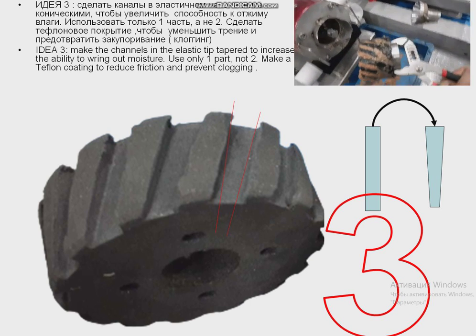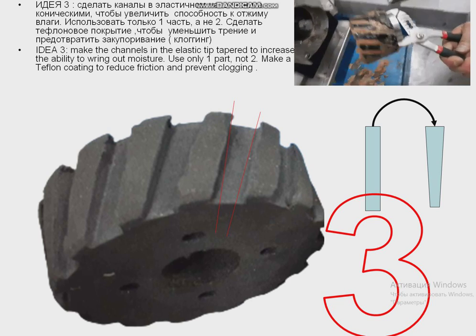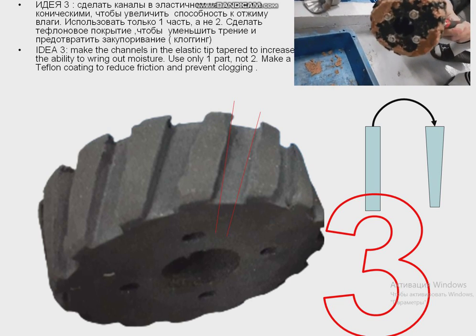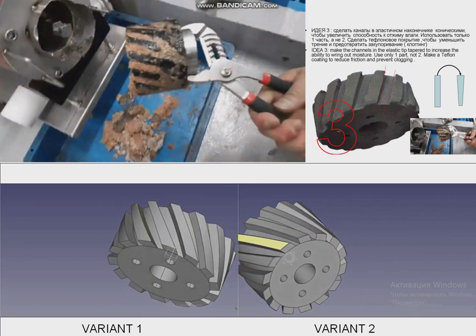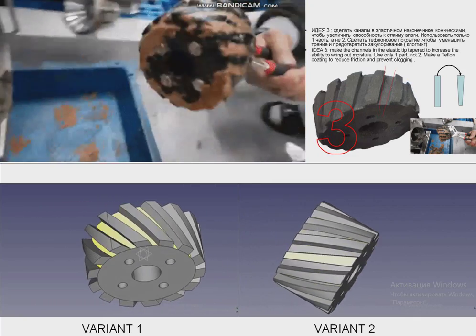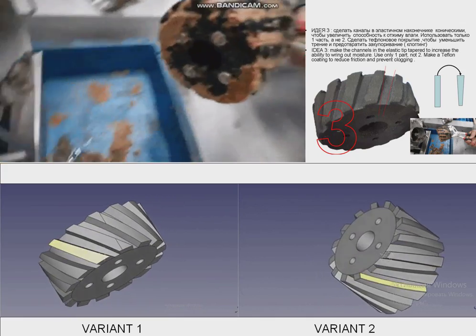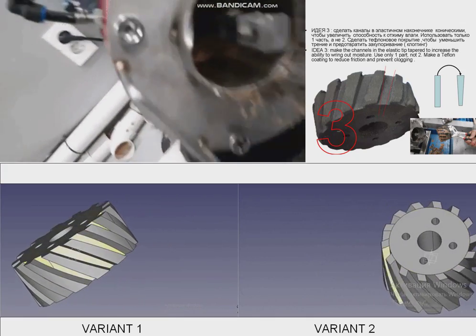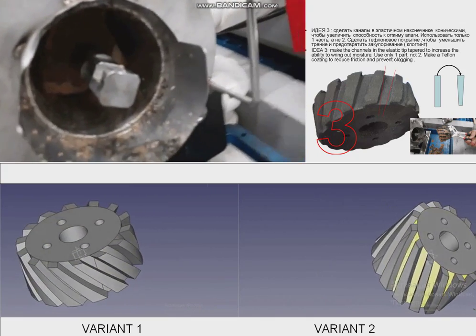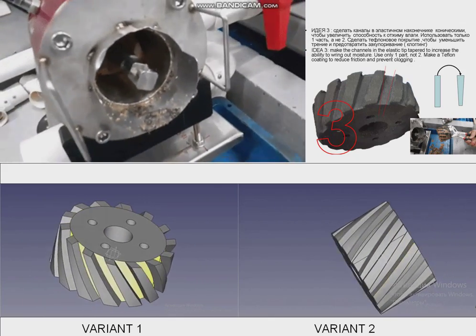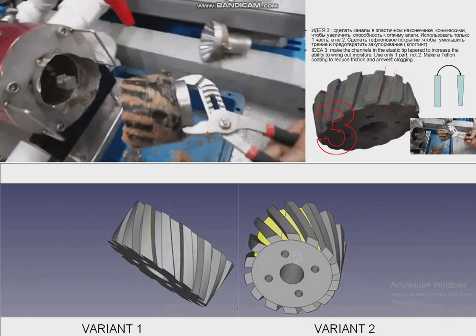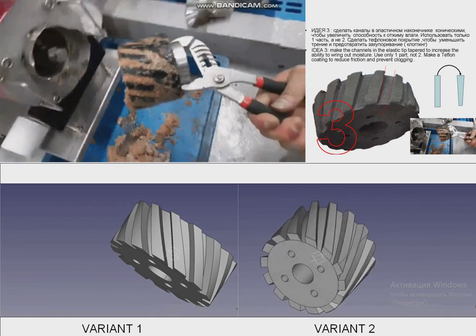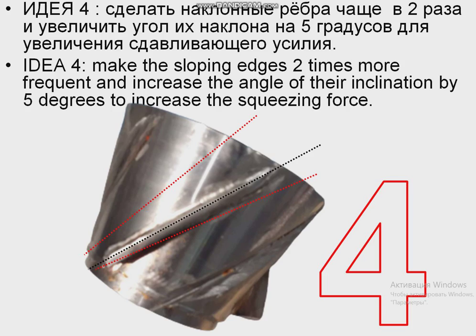The next idea is very easy. We will think about modifying the channel, and maybe it is easier to explain in this picture. Our initial version is in the left part, our recommended version in the right part. We can increase the number of channels to increase the level of pressure in this element of the machine.